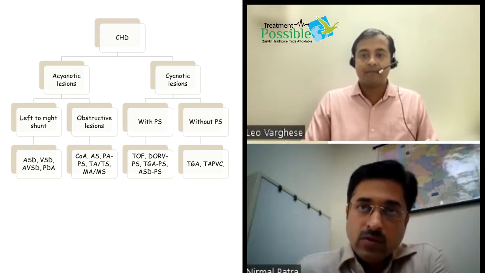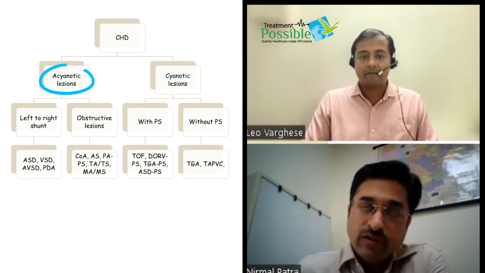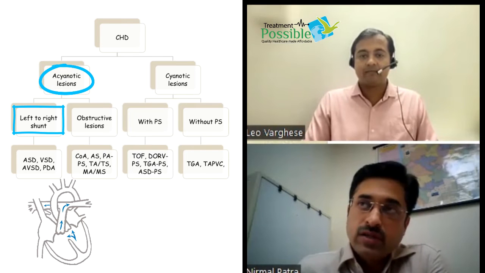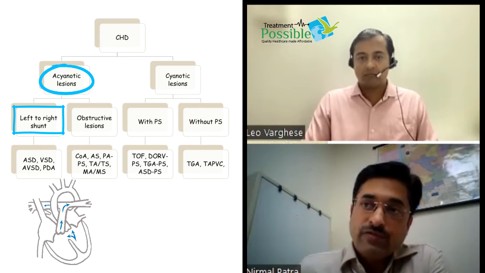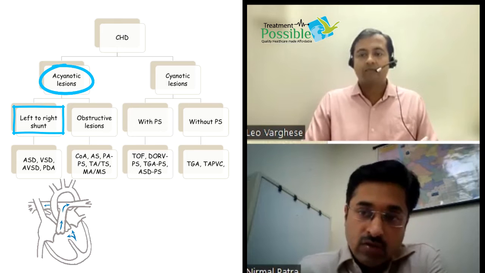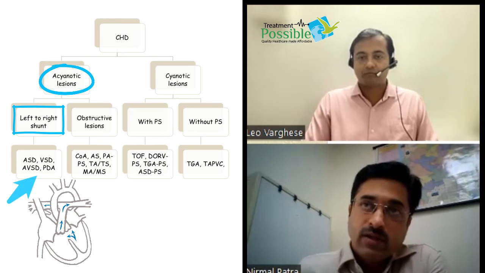Yeah. So acyanotic are further classified into two types. First is the left to right shunt lesions, meaning the blood from the left-sided chambers flows into the right-sided chambers, because the pressures on the left side are always higher than the pressures on the right-sided chambers. So whenever there is a defect like an atrial septal defect or a ventricular septal defect, then more blood flows from the left side of the heart to the right side of the heart into the lungs. So these are called left to right shunt lesions.